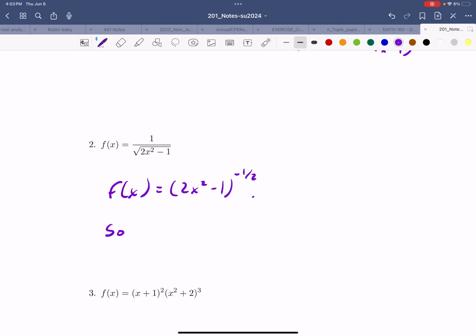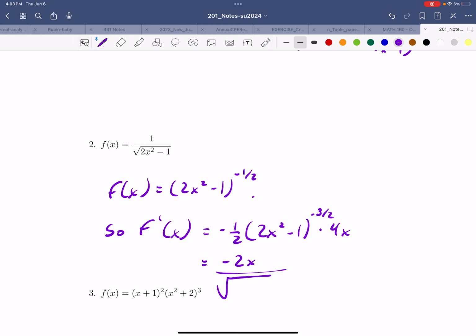So f prime of x is going to equal negative 1/2 times all this stuff to the negative 3/2, times the derivative of the inside. And if we want to clean that up a little bit, which again we should, that's going to be negative 2x on the top divided by, however you want to do it, I guess we'll just have the square root of 2x squared minus 1 cubed.